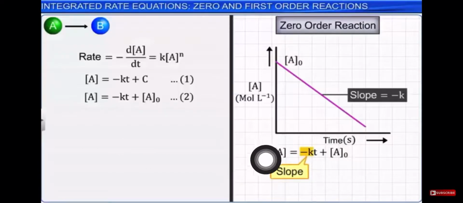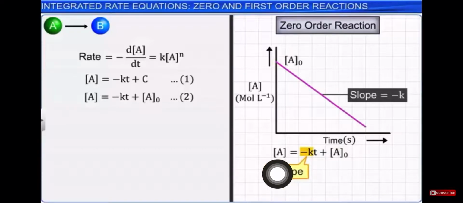With respect to time. So when we are plotting it, concentration of A is here, time is here. The point where it is starting is obviously the initial point, so this concentration is nothing but A0, and the slope which we are getting is nothing but our minus K, right? So that's why we call the slope our minus K.